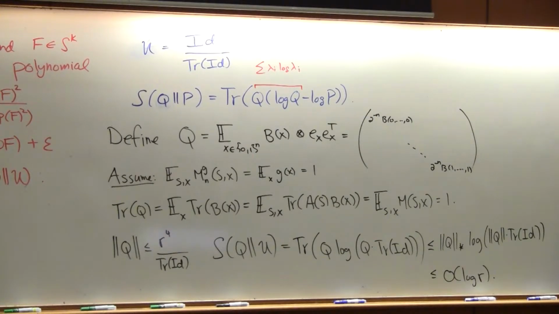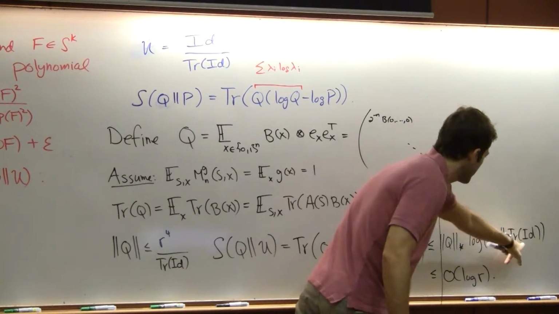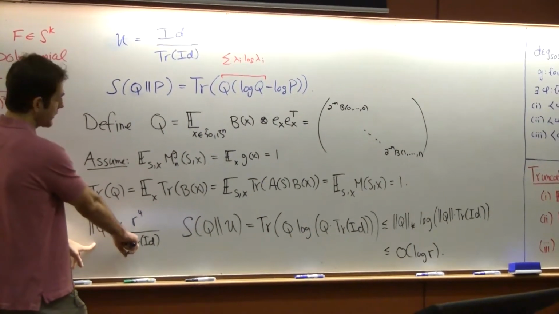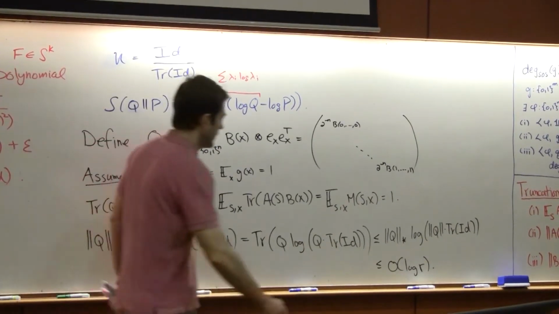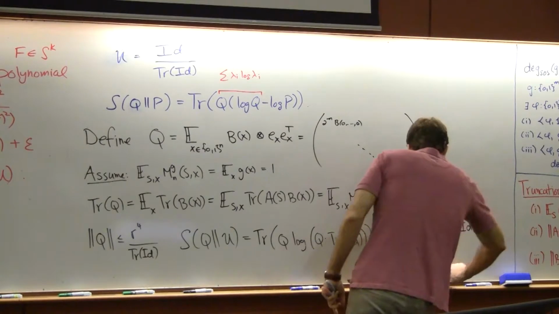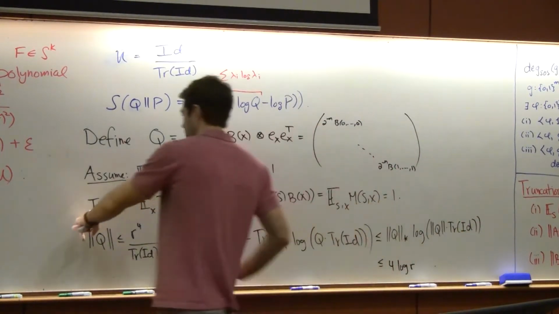Could you go over how you get the log r? It's just log of q times the trace, and now the operator norm is r to the fourth over the trace. So it's log of r to the fourth, but maybe it would be better if I had written 4 log r. And what about the trace norm of q? That's 1. That's what we verified here. Oh, okay.